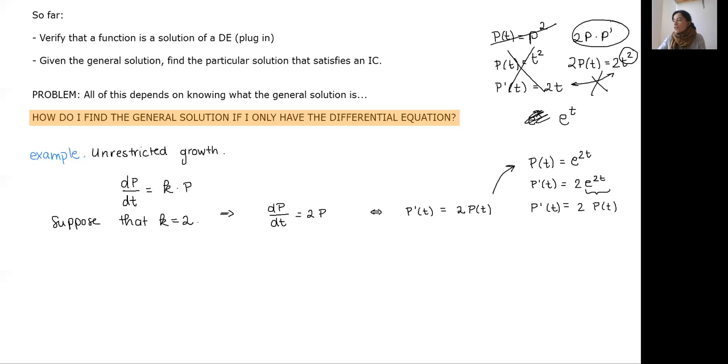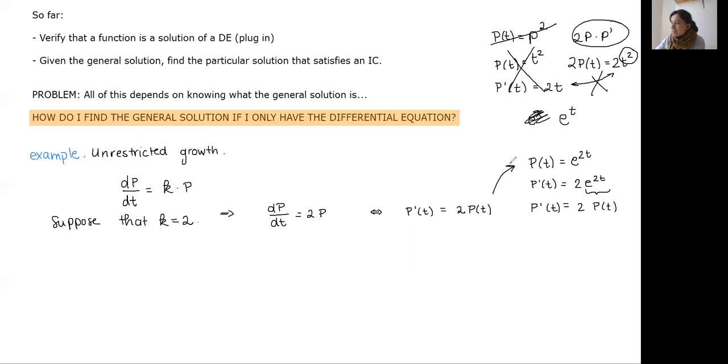Show of hands for those of you who understand this. Okay, if there's someone that doesn't understand this, can I see somebody that doesn't understand this? Okay.